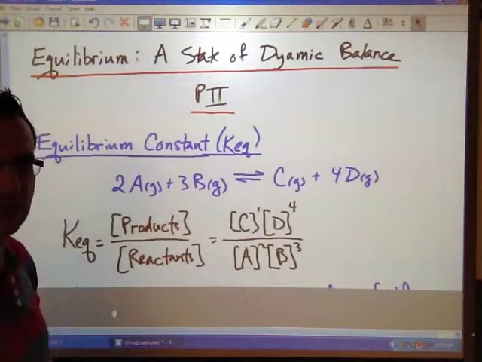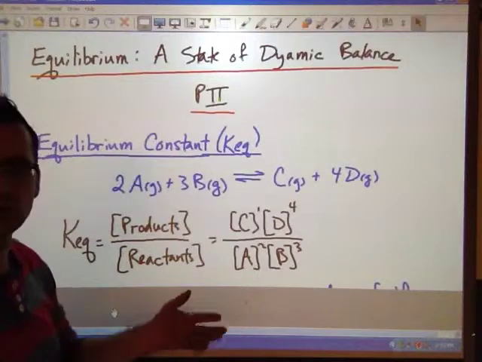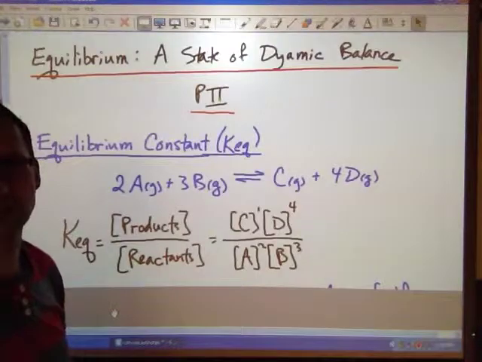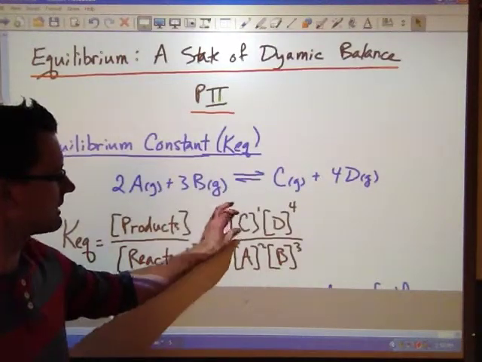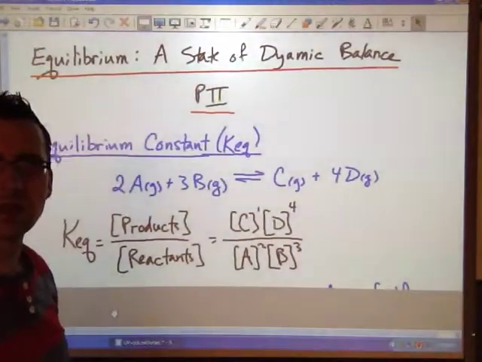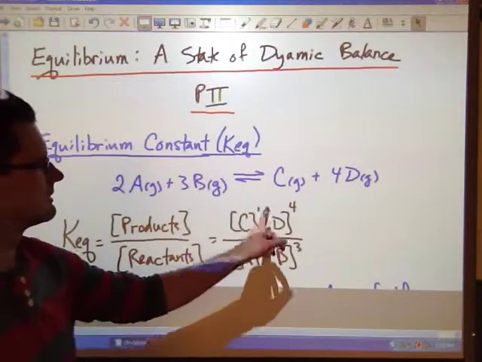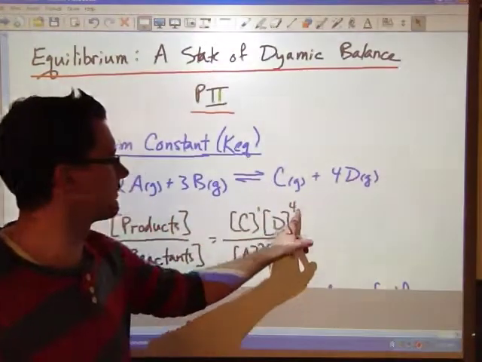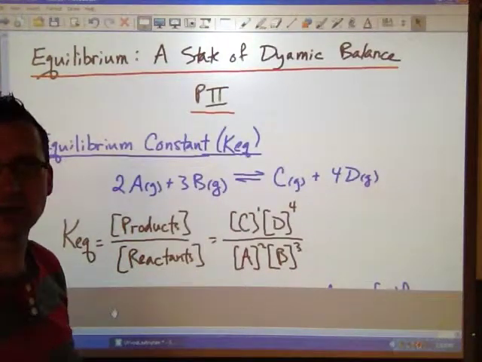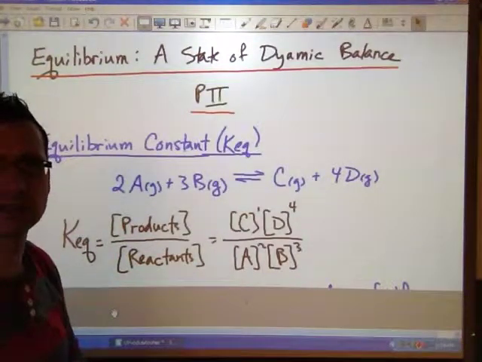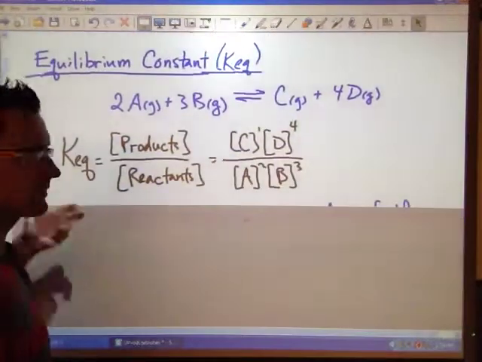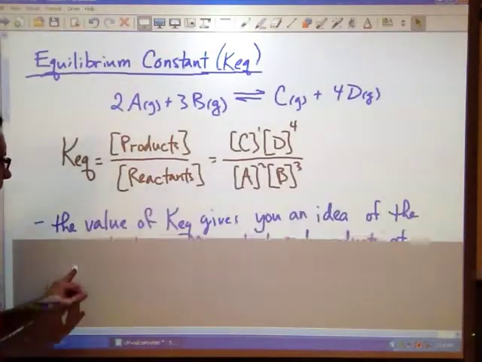In your textbook it's stated in words, each raised to the coefficient as an exponent, but you can really see it just from this example that we write our products over our reactants, and if there is a coefficient in front of each species, that gets raised up to be the exponent. So C to the 1, D to the 4, all over A to the 2 and B to the 3. It's just a way of relating products to reactants. Those coefficients become exponents. That's as simple as that. That's the equilibrium constant. Okay?